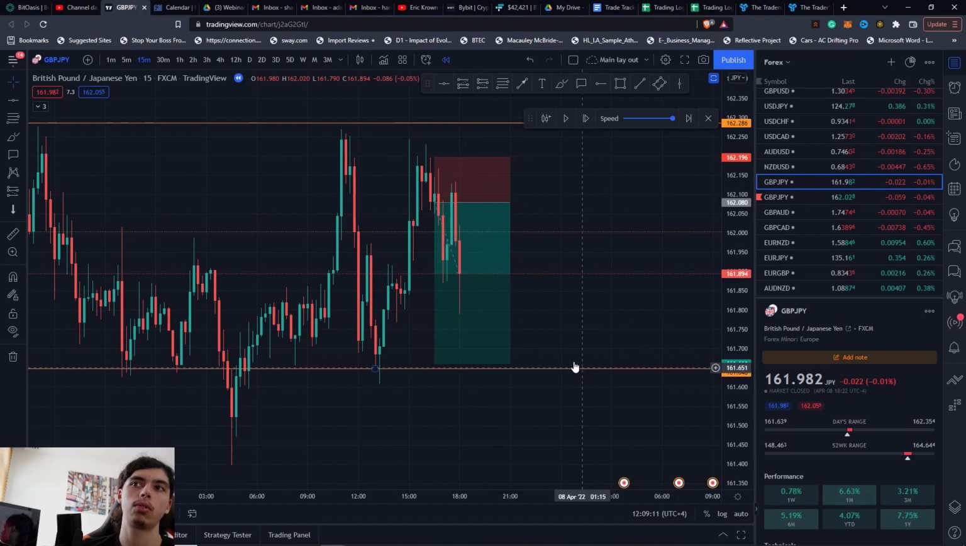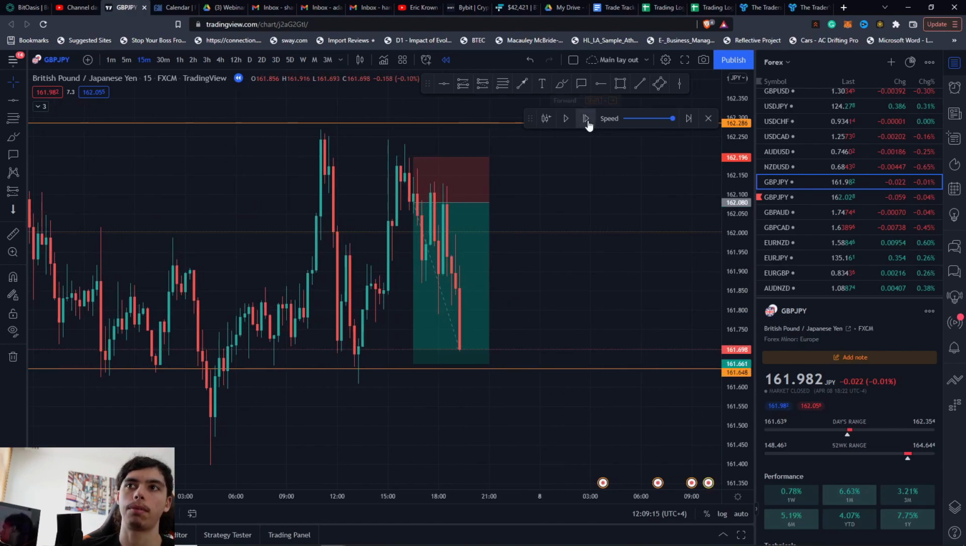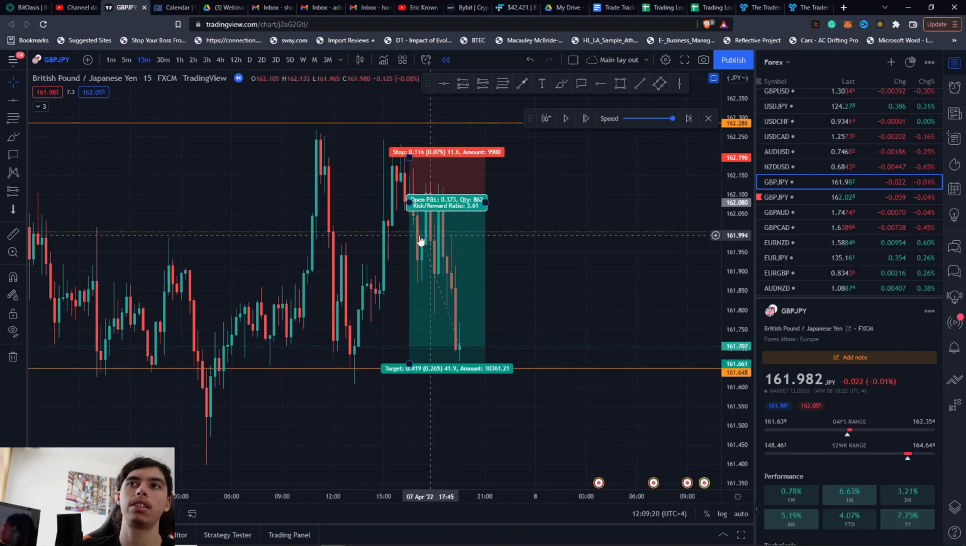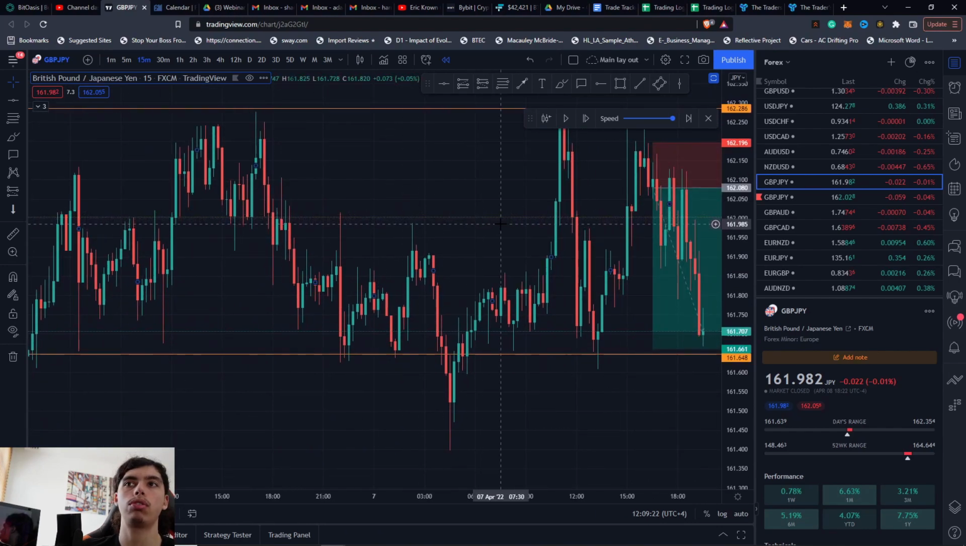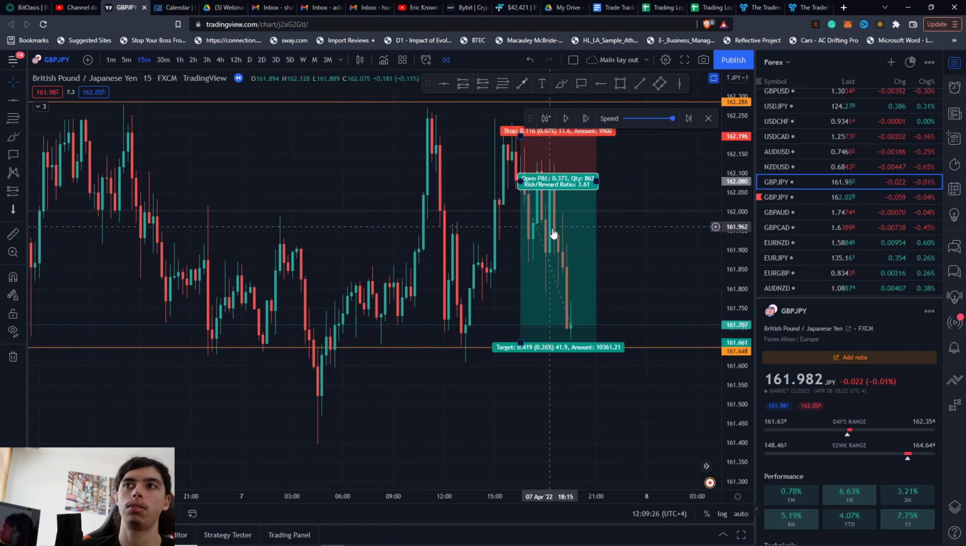But this was just a reaction, and eventually it should come to the bottom of the range, which we see here. So we eventually hit the bottom of the range, but in the middle of the range, always trading in the middle of the range, you'll find issues. You see issues here, issues here, issues here, and now issues here.